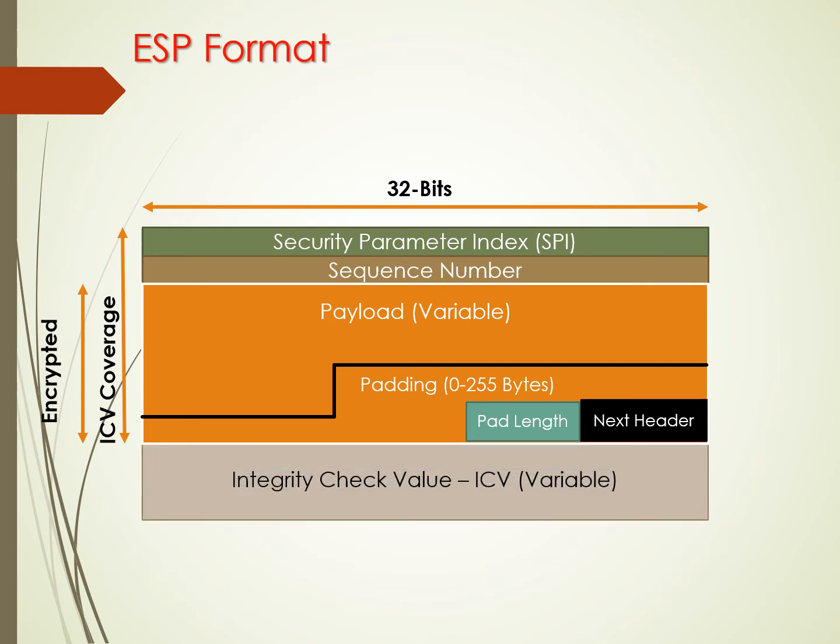So now the integrity check value, that is ICV. In short form we'll say ICV. Here also we can observe the ICV coverage. Now let's see about the integrity check value. It's the fields that are used for encryption minus the fields that are used for authentication.